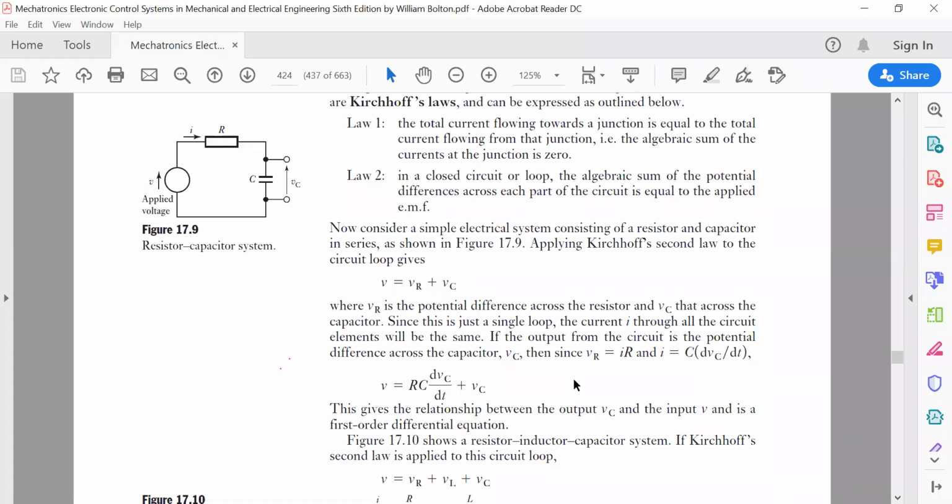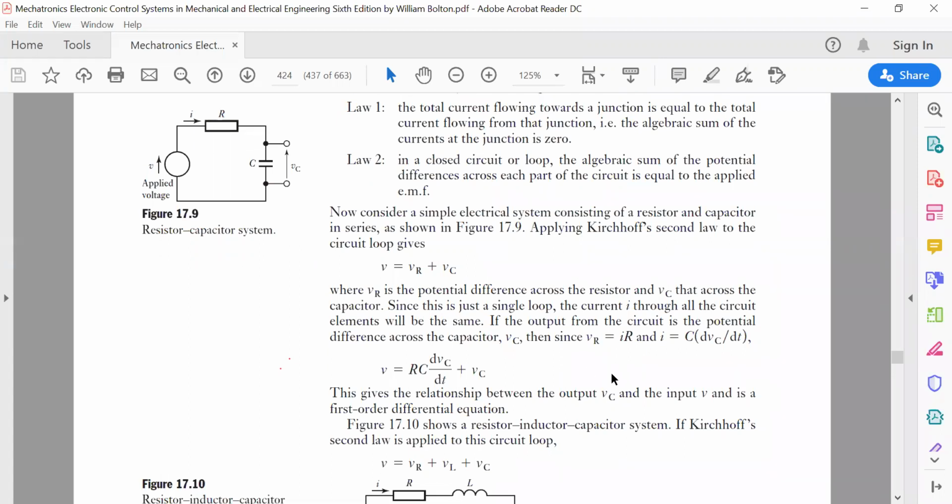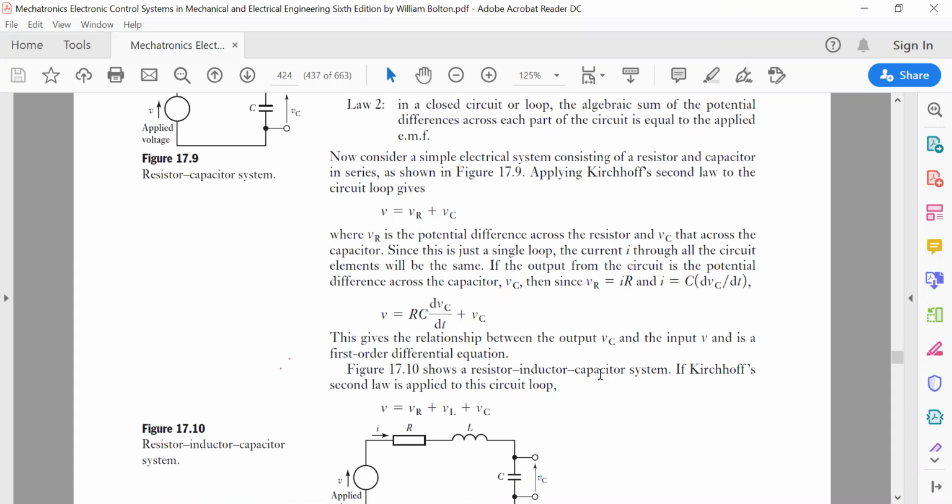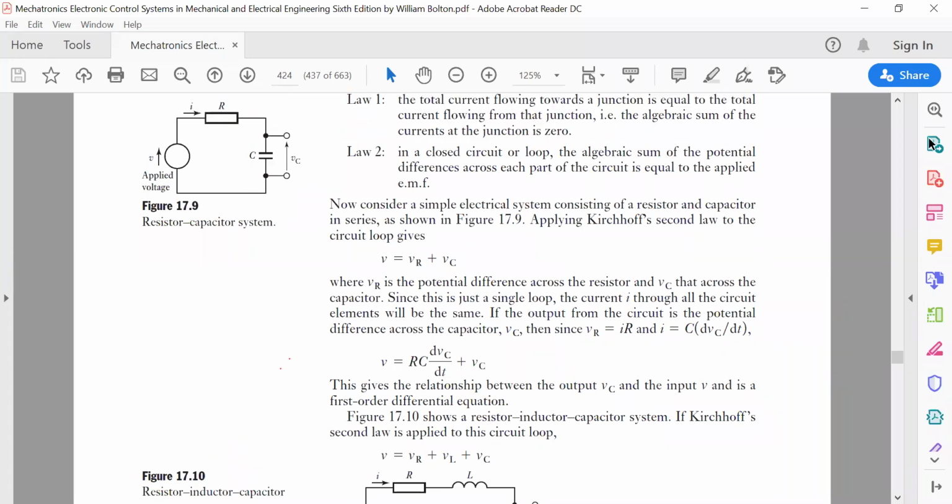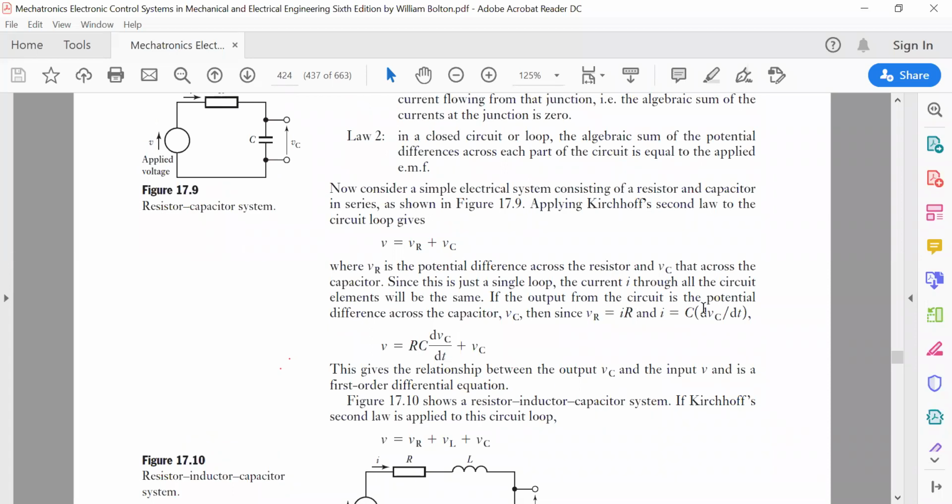Now consider a simple electrical system. Where VR is the potential difference across the resistor. If the output from the circuit is the potential difference across the capacitor, what we are doing is taking the output across the capacitor and giving the input at the applied voltage. Then since VR is equal to IR and I is equal to C dVC by dt, which we have already proved from the previous page, V is equal to RC dVC by dt plus VC. This is very easy. So this is the total potential available across the circuit.